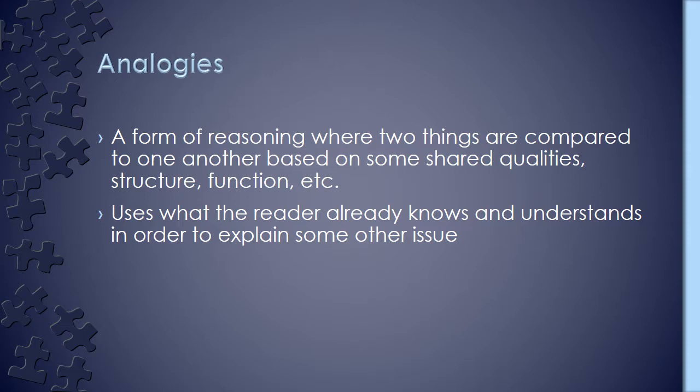And the final type of evidence that I'll discuss today is analogies. An analogy is a form of reasoning. It's a logical structure where you compare two things based on some shared qualities or structure or function. So you're using something that the reader already knows about and understands in order to explain something that they don't understand.